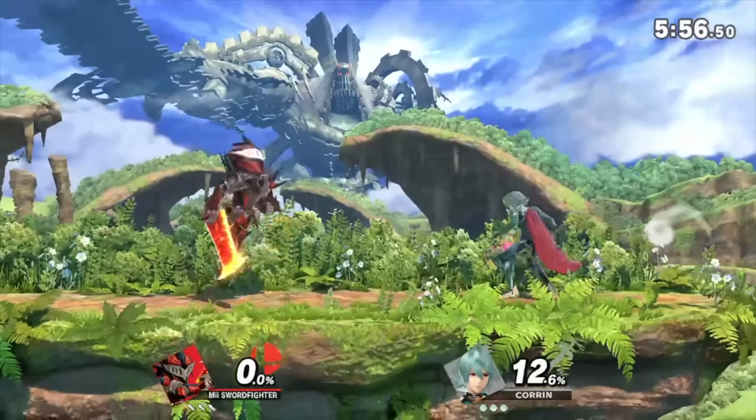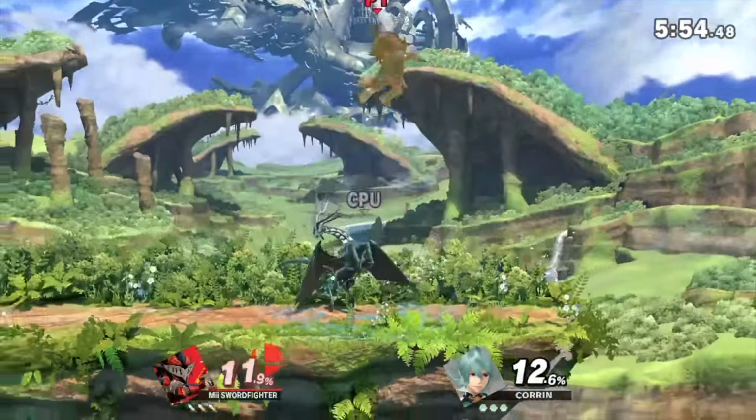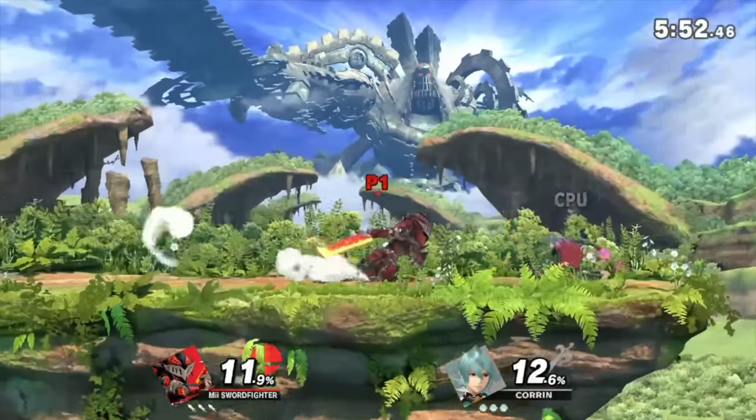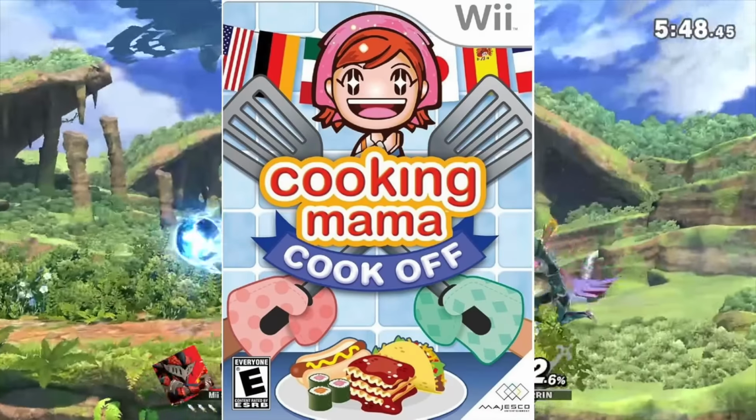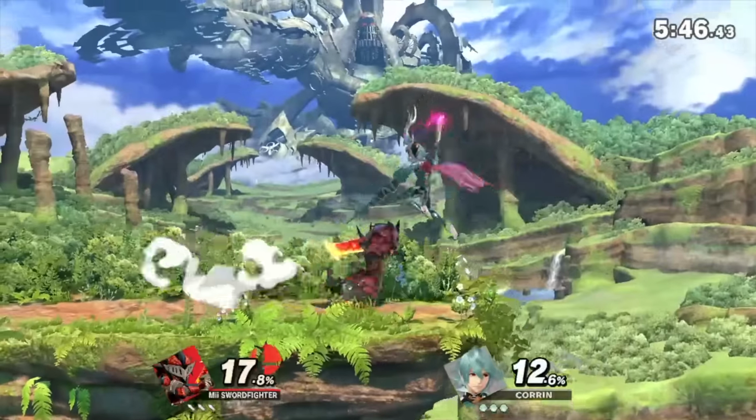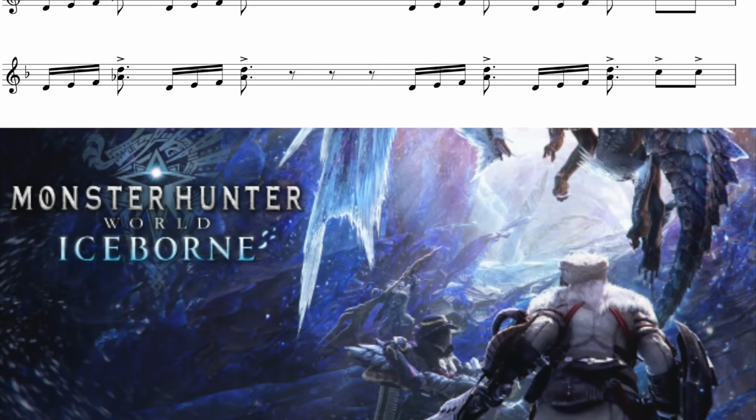Alright, so now we're onto some time signatures that I couldn't find for the original video. 17 is interesting because it's an evil prime number, but it's unexpectedly Cooking Mama's theme in Cooking Mama Cook-Off. No, who am I kidding? It's the final boss theme from Monster Hunter World Iceborne.